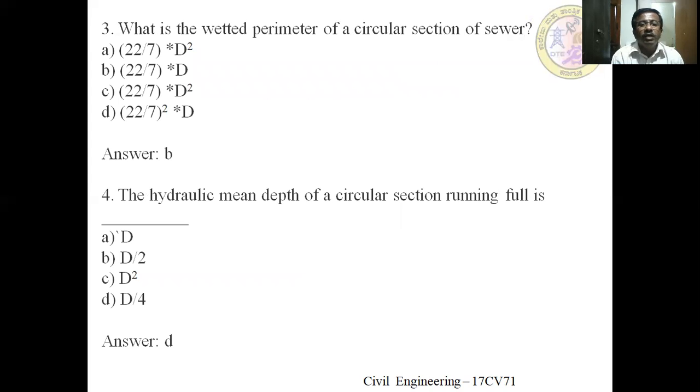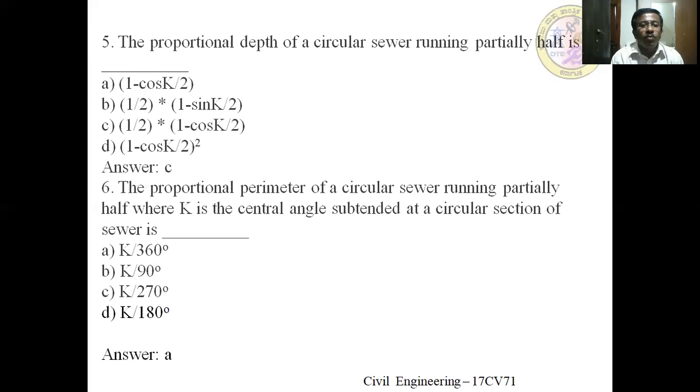What is the wetted perimeter of a circular section of the sewer? It is B, 22 by 7 into D. The hydraulic mean depth of a circular section running full is D by 4. The proportional depth of circular sewers running partially full is 1 by 2 into 1 minus cos k by 2. The proportional perimeter of the circular sewer running partially full, where k is the central angle subtended at the circular section, is k by 360.